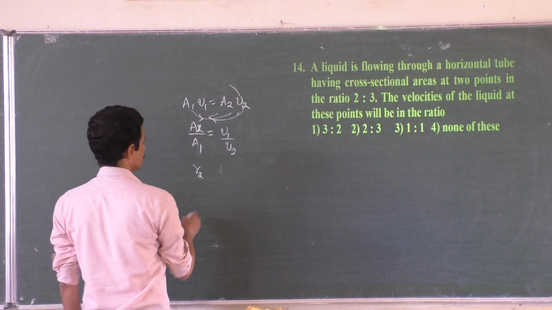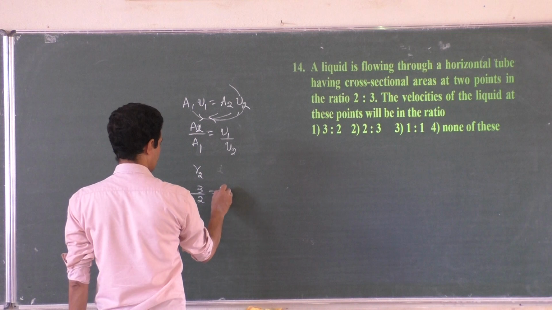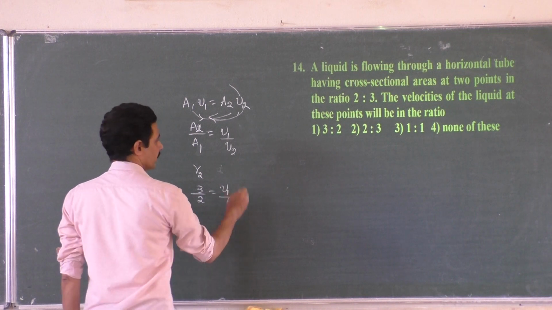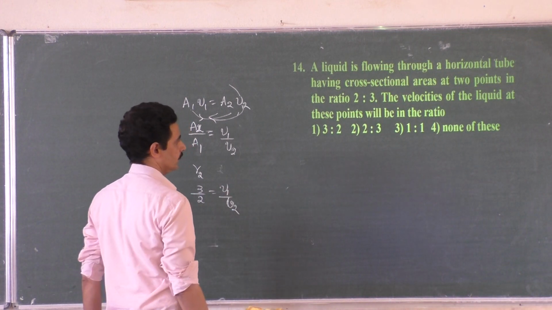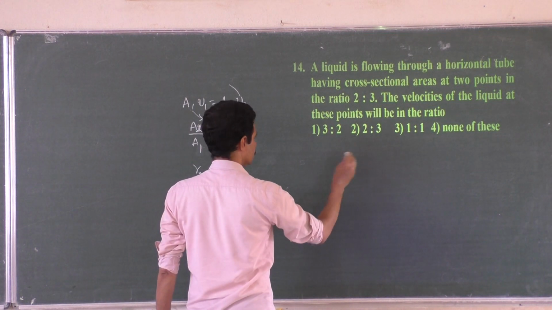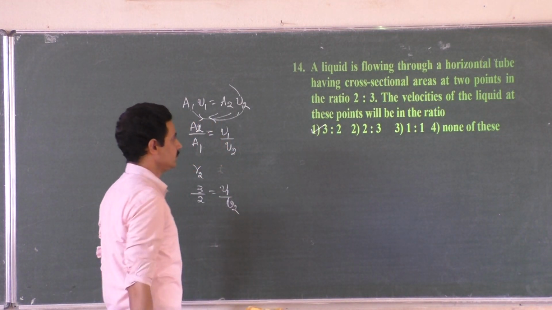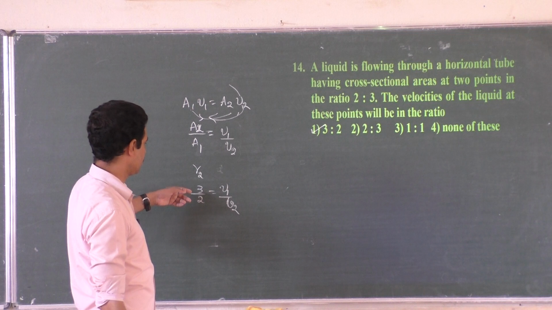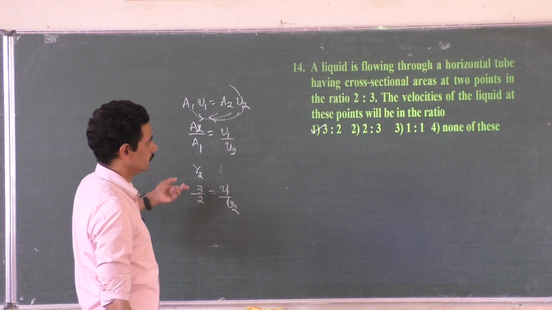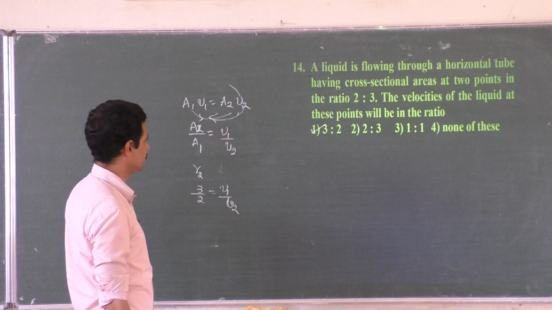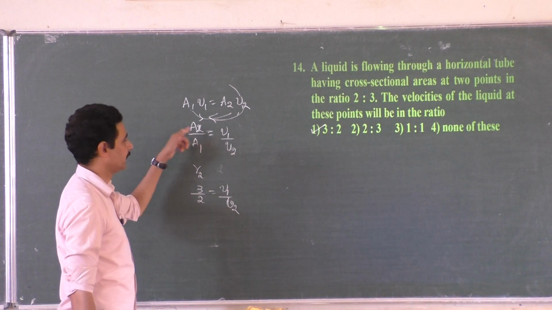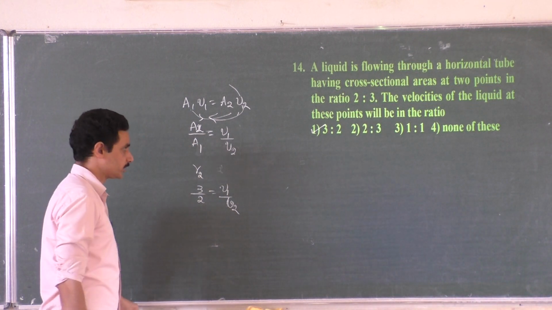Cross-sectional areas are 2:3, so 3:2 is the velocity ratio. 2:3 is the area ratio, so you have to invert it, 3:2 ratio, because V1 by V2 is A2 by A1. Option 1.